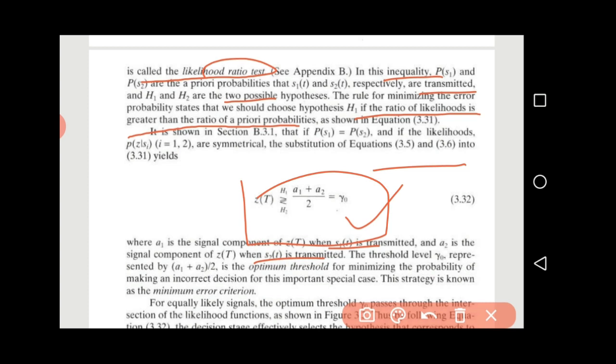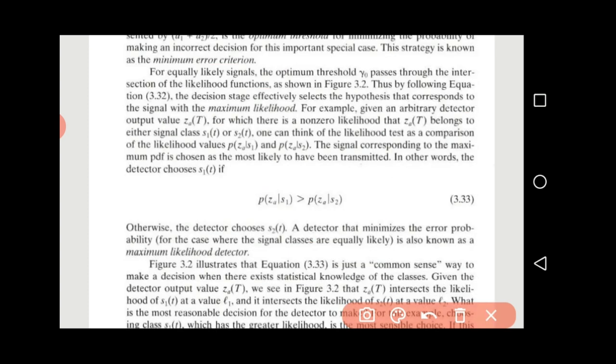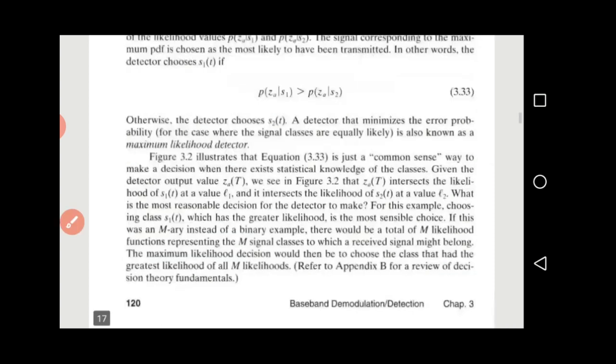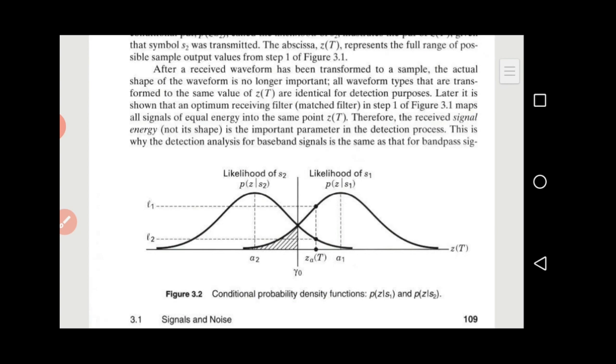The threshold level gamma 0, represented by (a1 plus a2) by 2, is an optimum threshold for minimizing the probability of making an incorrect decision for the important special case. This strategy is known as the minimum error criterion. For equally likely signals, the optimum threshold gamma 0 passes through the intersection of the likelihood functions as shown in the figure.